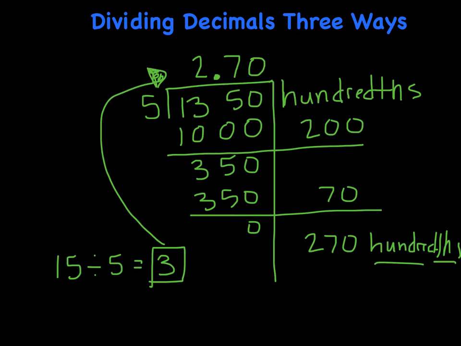So that's another way. The key here is to make sure that you write this out at the beginning before you get rid of your decimal. So realize that this is 1,350 hundredths. That way when you finally add all this together, you remember that it's out of hundredths. Okay, so that's the trick there.